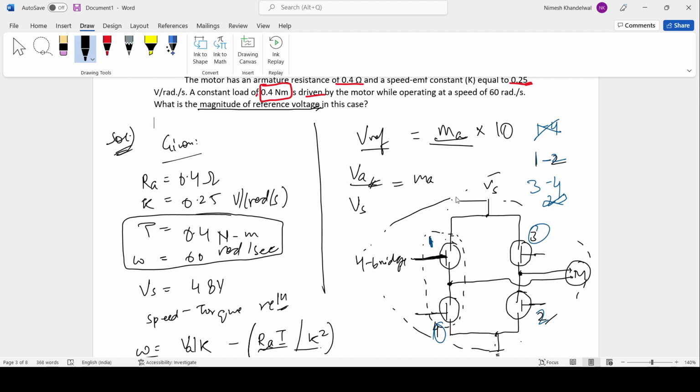So we are just calculating what the reference voltage is that we should give to our timer circuit, so that we get a modulation index that causes a particular armature current that runs our motor at 60 rpm at a constant load of 0.4 newton meter. Okay, this is what we want. So I guess this much is enough for this lecture. Thank you.